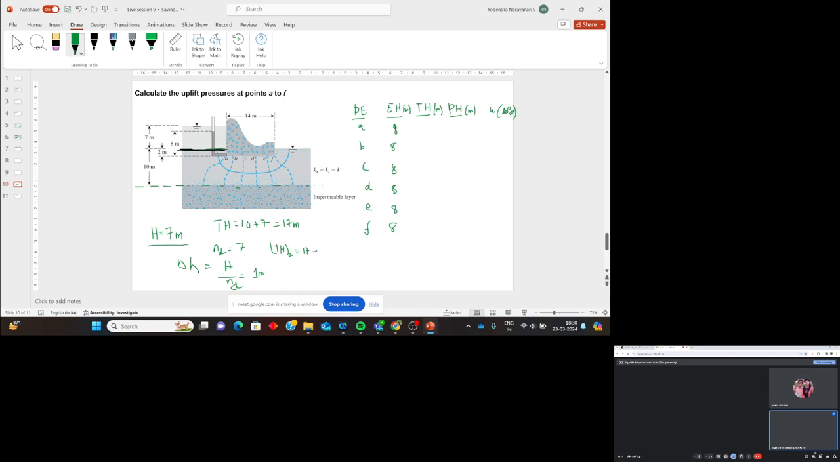17 minus 1 delta H. Total head at B is equal to 17 minus 2 delta H. Like that you calculate for everything. 16, 15, 14, 13, 12, 11. So what will be the pressure head here?